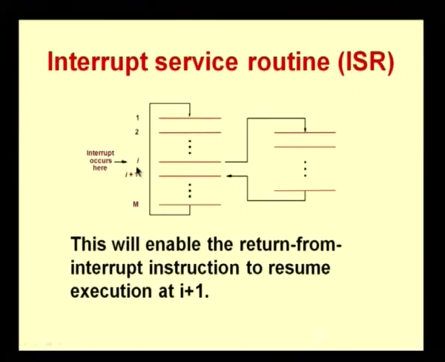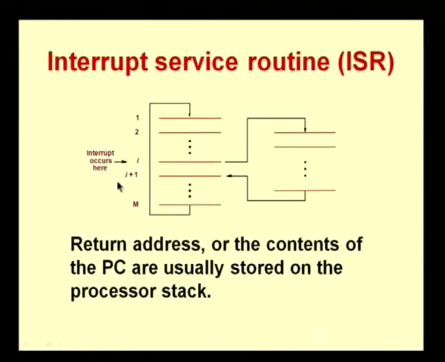When an interrupt occurs, the address I plus 1 has to be stored, and this address is normally referred to as the return address. This return address is usually stored in a special or known location, and that known location normally happens to be the processor stack. So we just store it in the stack so that you can get it back from the stack. Okay, this is what is normally done for an interrupt service routine. Now you can see that handling of this interrupt service routine is very similar to handling of a subroutine. Okay. Now what is a subroutine?